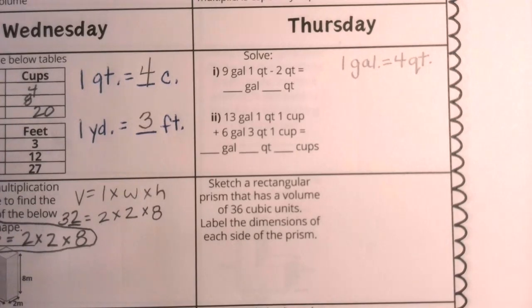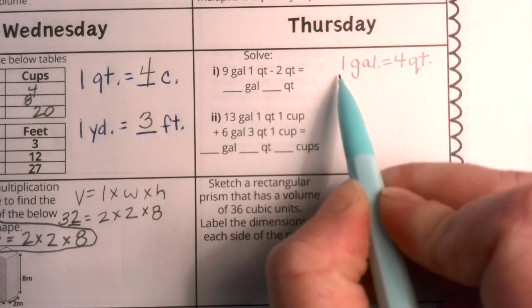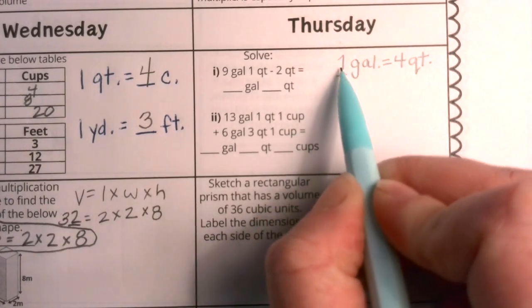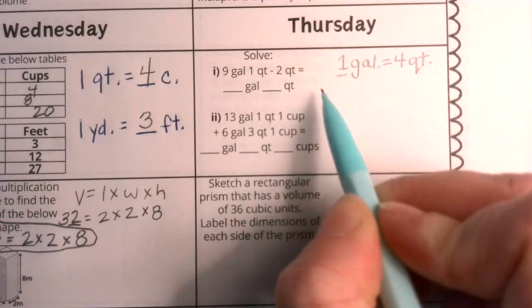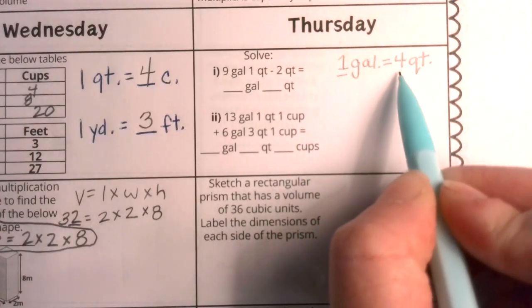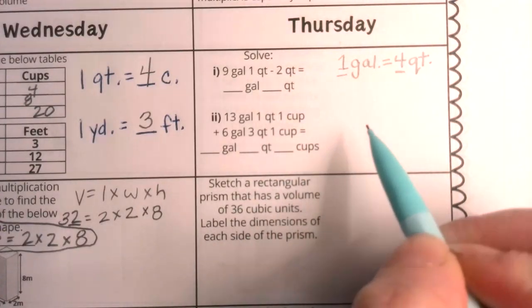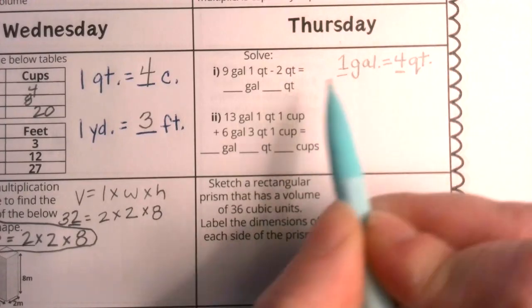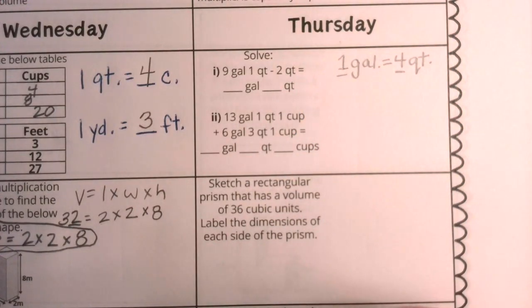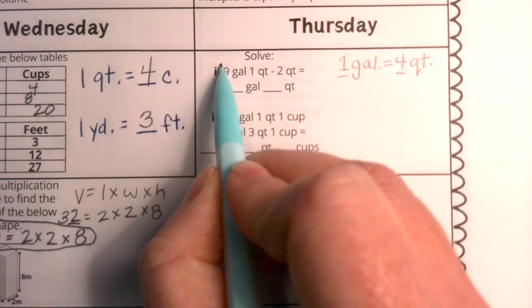We're thinking about customary capacity. And one thing that you need to make sure you know is this relationship. In 1 gallon, there are 4 quarts. We need to know this relationship in order to answer this question. So let's start with what we have.